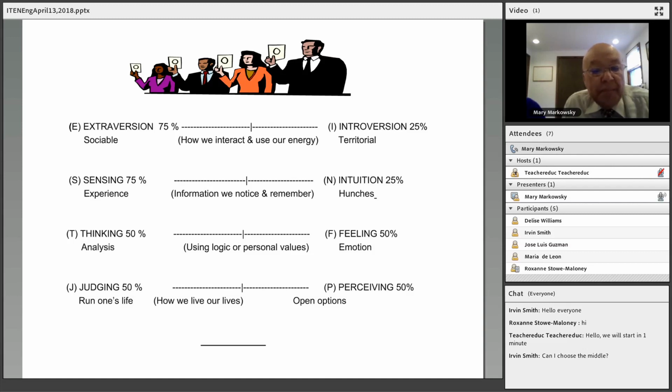Judging and perceiving. J for judging, P for perceiving. This is how we run our lives. And like it says in the judging, we like to run our lives, and like they say, everybody else's. We are predictable. We maintain control of projects. If we're perceivers, we like everything to be with open options, we respond to problems, and we need to have fun. That's very important. Now choose one or the other and put the mark where you think you fall in.